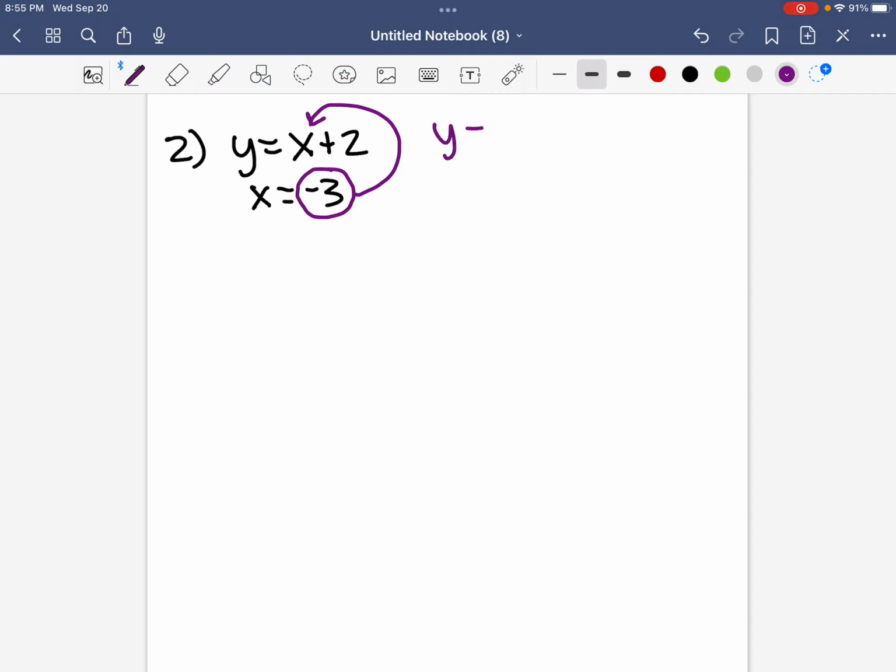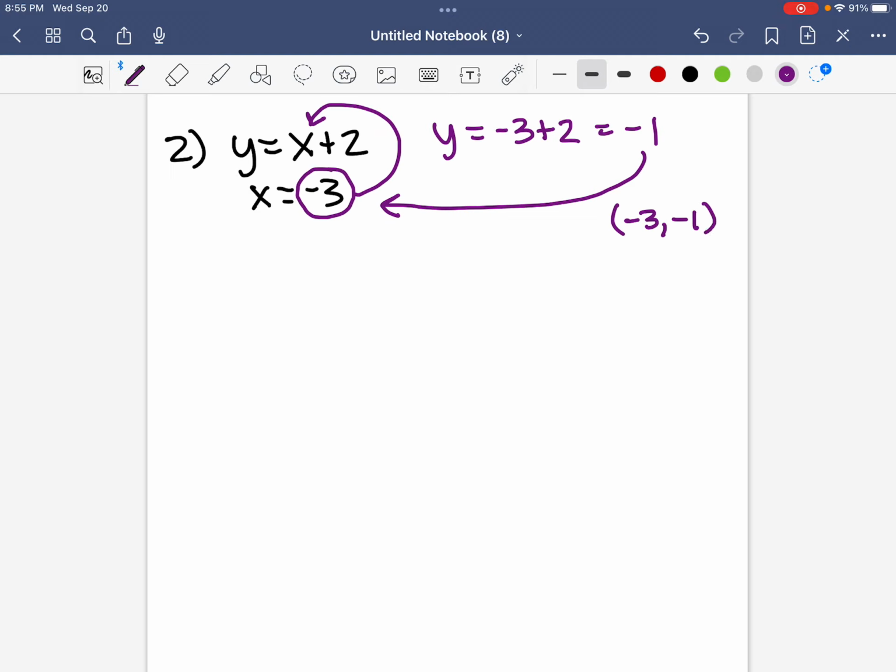And so that gives me y equals negative 3 plus 2. Do the math and you get y equals negative 1. Okay, now I would take this negative 1 and I would put it back into this equation, but there is no y there because I already know what x is. x is equal to negative 3, so my answer is negative 3, negative 1.